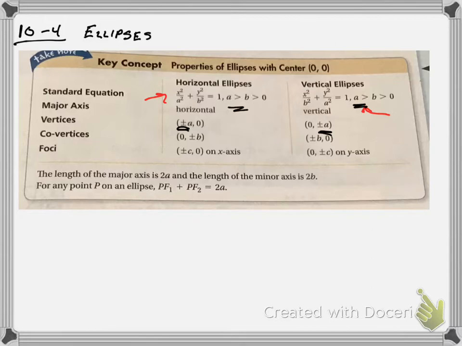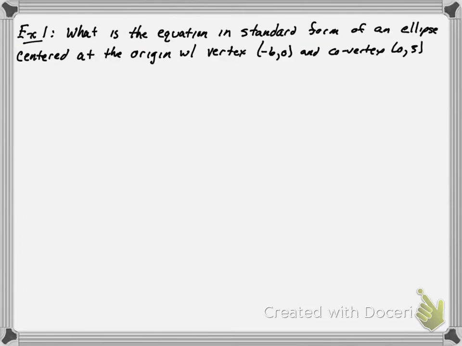So the biggest number is what coincides with your vertices. The smaller number is your co-vertex. And the foci we'll talk about in a couple minutes.